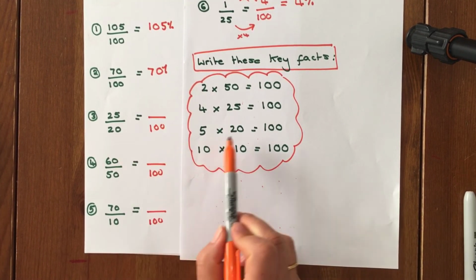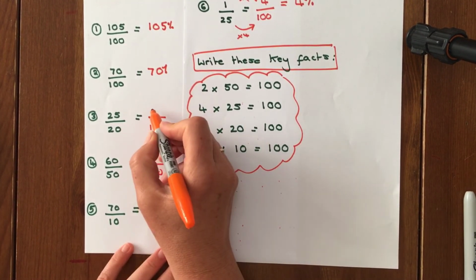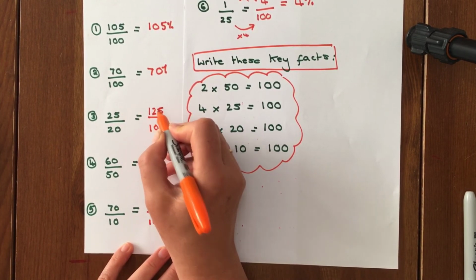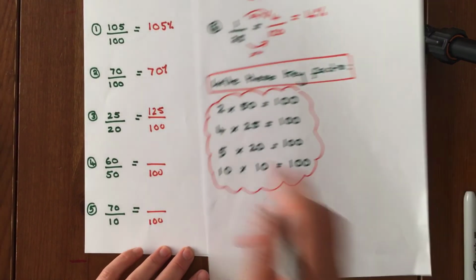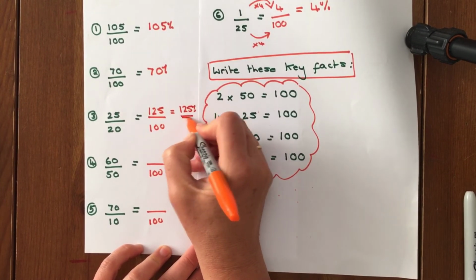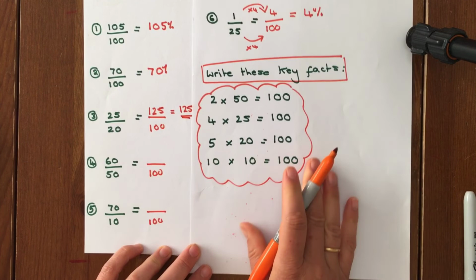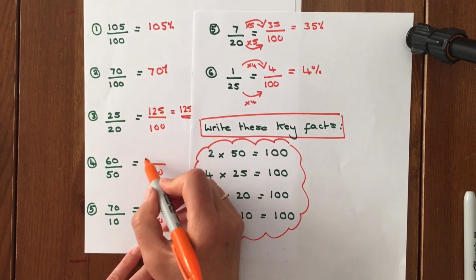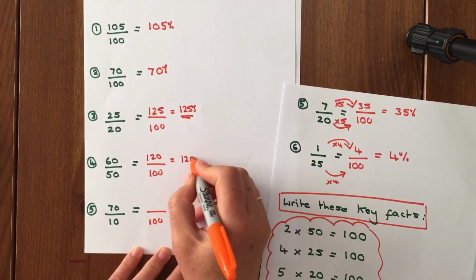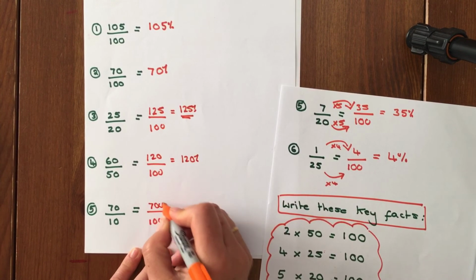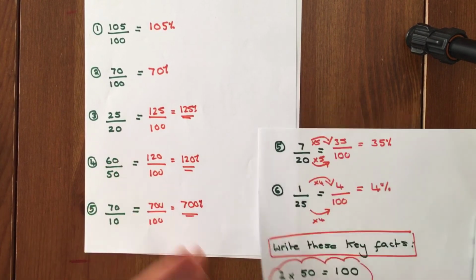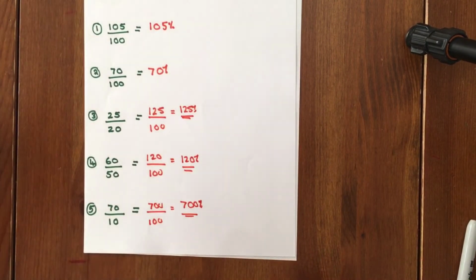So 20 times 5 is 100, so times top and bottom by 5. So I'm going to have 125 here. So this is bigger than 100% because the denominator is smaller than the numerator. Okay, so 50, what's my key fact? 50 times 2, so times the top and bottom by 2. So I get 120%. Times top and bottom by 10, so I get 700%. I know it's weird thinking that a percentage can be more than 100%, but that is possible.